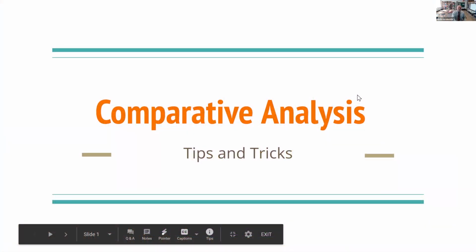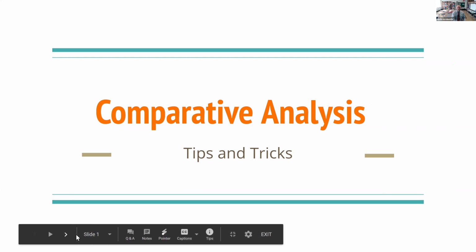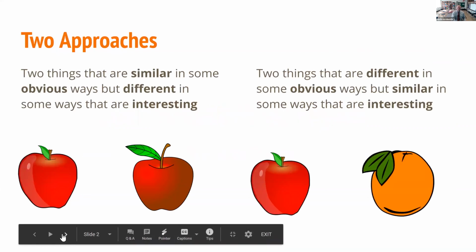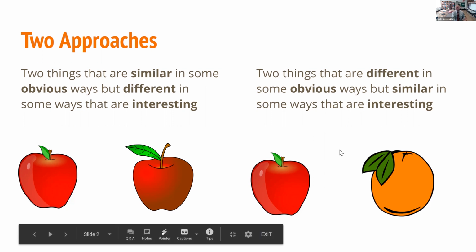So a comparative analysis, also known as the compare and contrast essay, is sometimes a little tricky, especially for freshman writers or sophomore writers, what have you. But there are basically two approaches you can take. The first one is you can take two things that are similar in some obvious ways, but different in some ways that are interesting. So the apples to apples type of argument. The other approach you might take is to find two things that are different in some obvious ways, but similar in some ways that are interesting. This I'll call the apples and oranges type of argument.